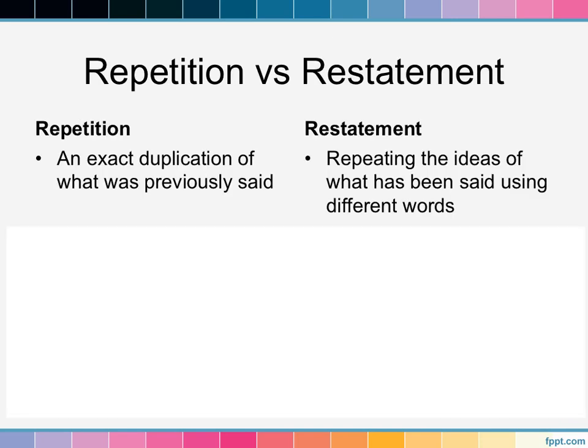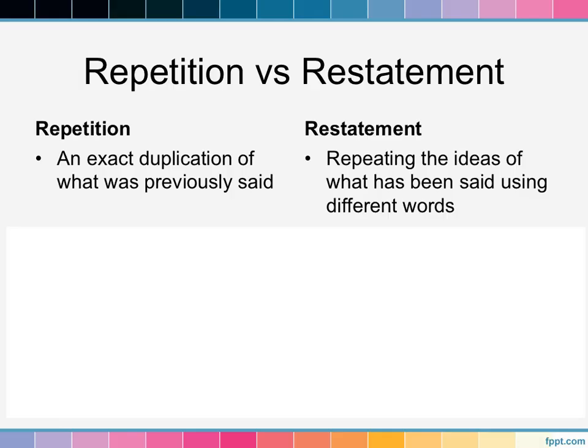So I want to kind of start with the easy one, repetition and restatement. When you look at these two, what you'll notice is that repetition is an exact duplication of what was previously said, while restatement is repeating the ideas but using different words. So very similar, but just different enough to really have to think about it.